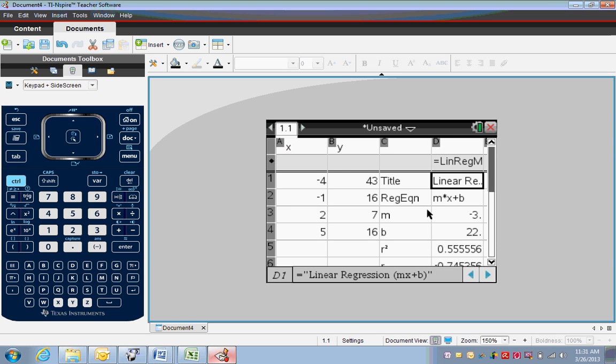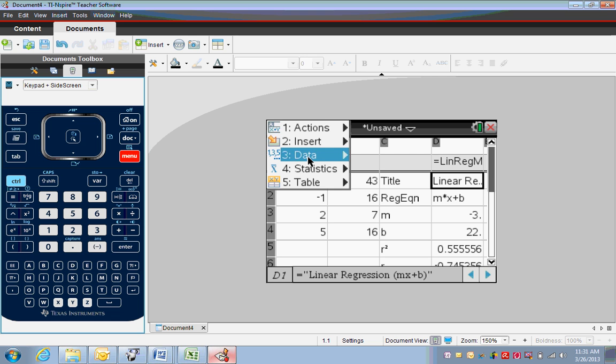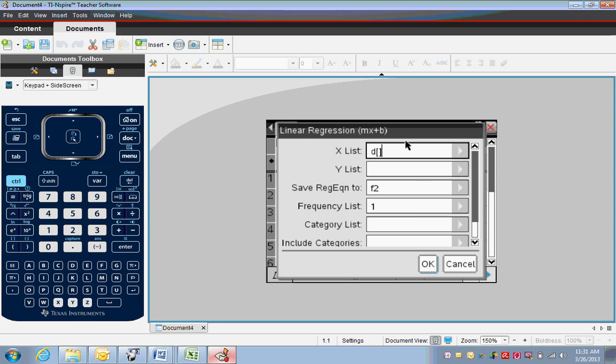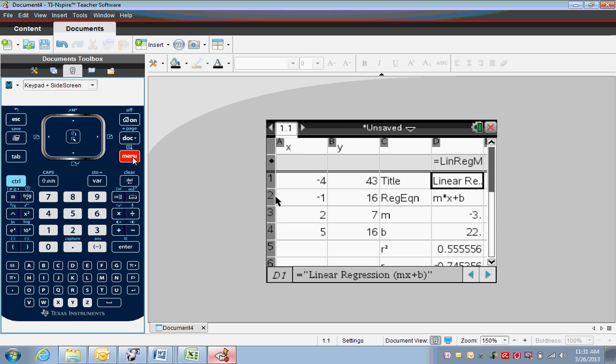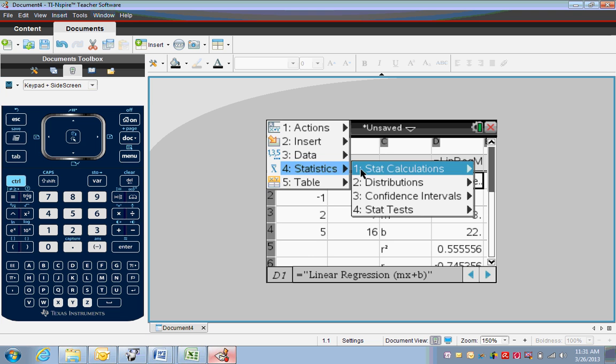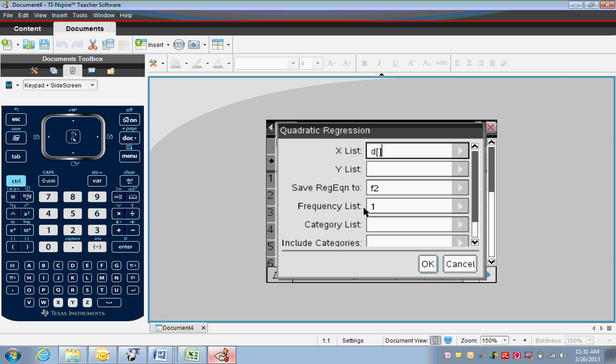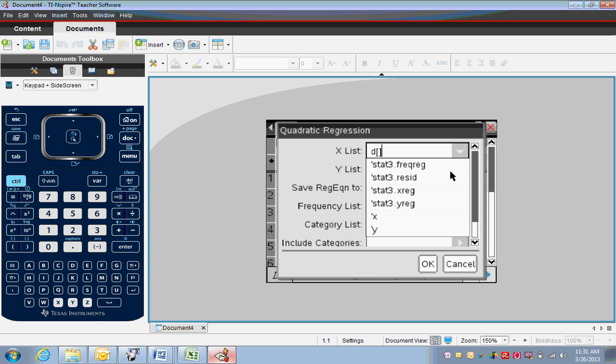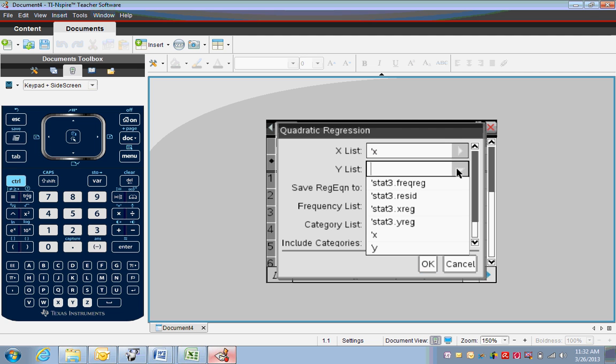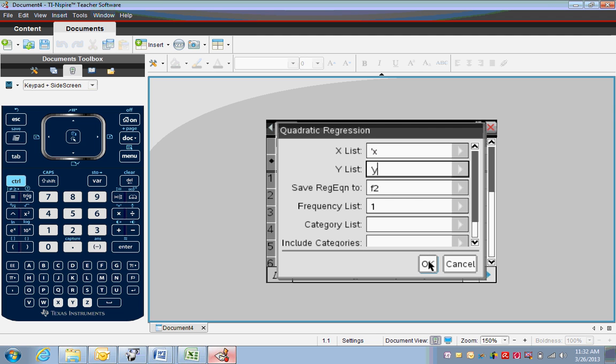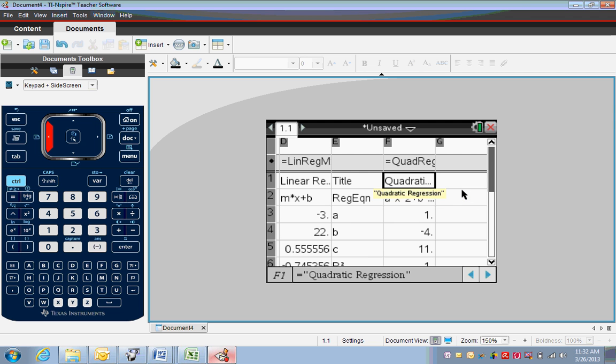I hit Enter, and I even hit linear regression again. Sorry. Menu, Statistics, Stat Calculations. I don't know why it's not letting me do it. Menu, Statistics, Stat Calculations, and then Quadratic Regression. X list is X. Y list is Y. And you hit OK. Well, mine's a little off to the side, but you still get the A value is 1, the B value is -4, and the C value is 11.